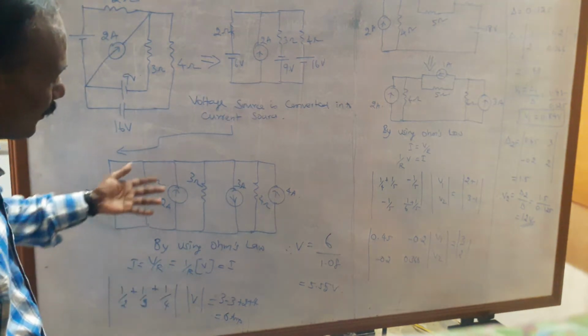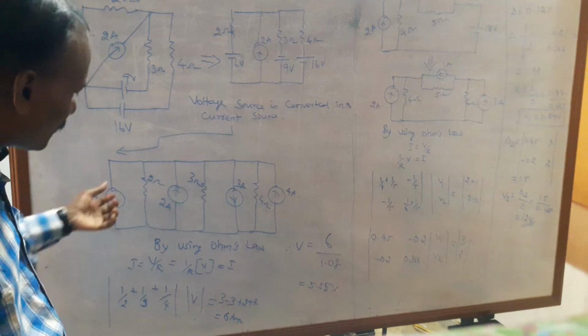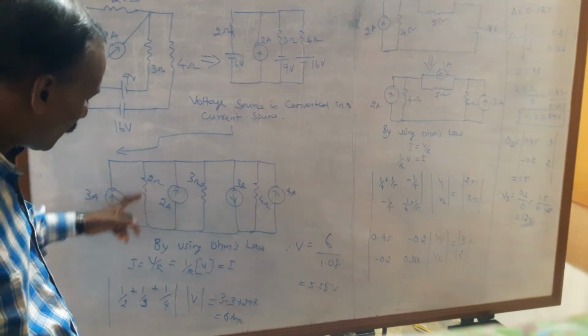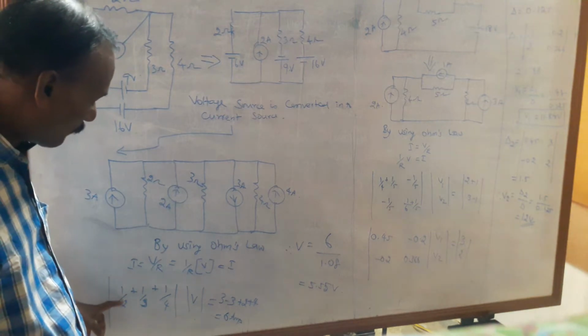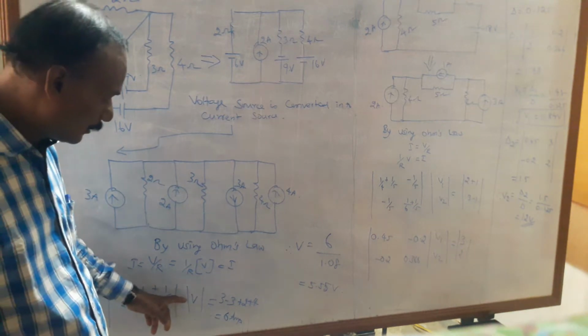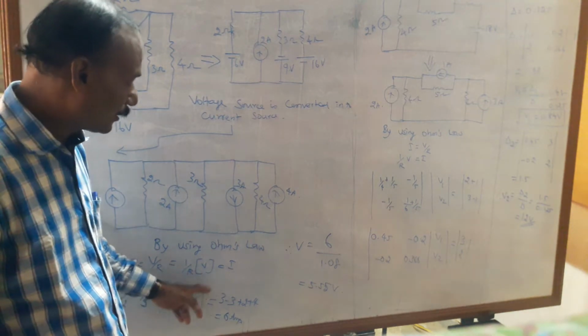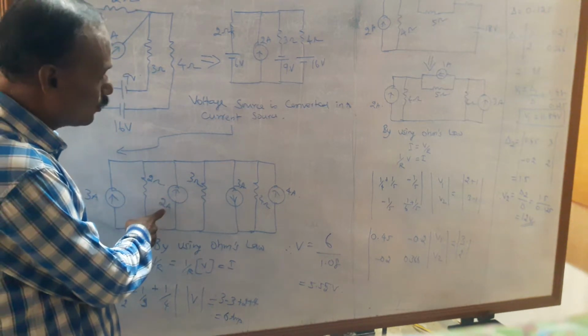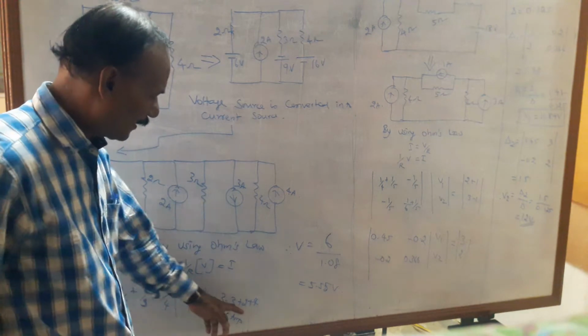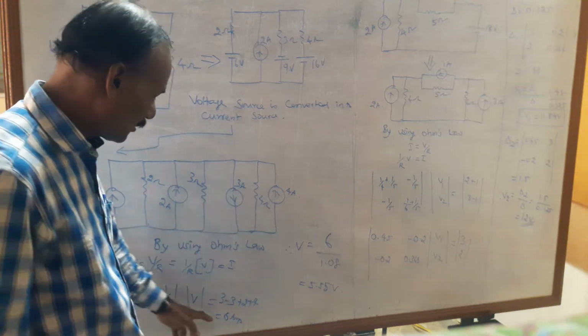For the first node, the resistances towards the node give 1 by 2 plus 1 by 3 plus 1 by 4, because there is only one node. The next term is V, equal to the current sources towards the node as positive: 3 plus 2 plus 4 minus 3, which is equal to 6 ampere.